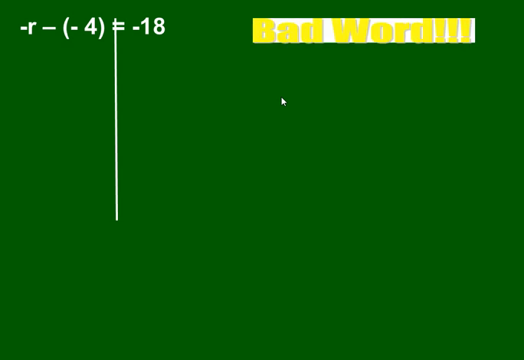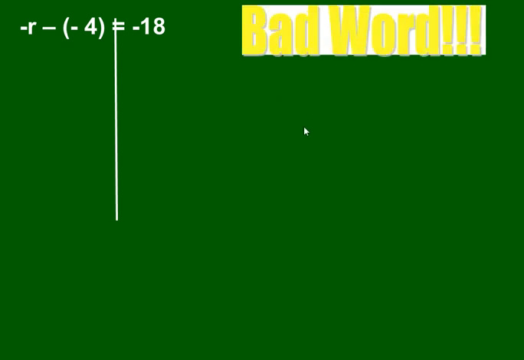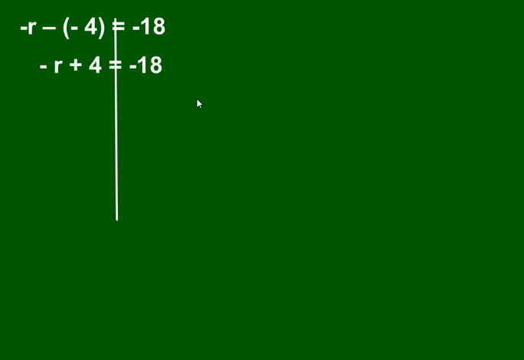Alright, this next one has negative r minus a negative 4 equals negative 18. Again, draw your line down the middle to solve it. You'll notice the first thing that we do is get rid of the lonely one. This is minus a negative 4. That is a bad word in math. It is a bad word. We want you to change it.